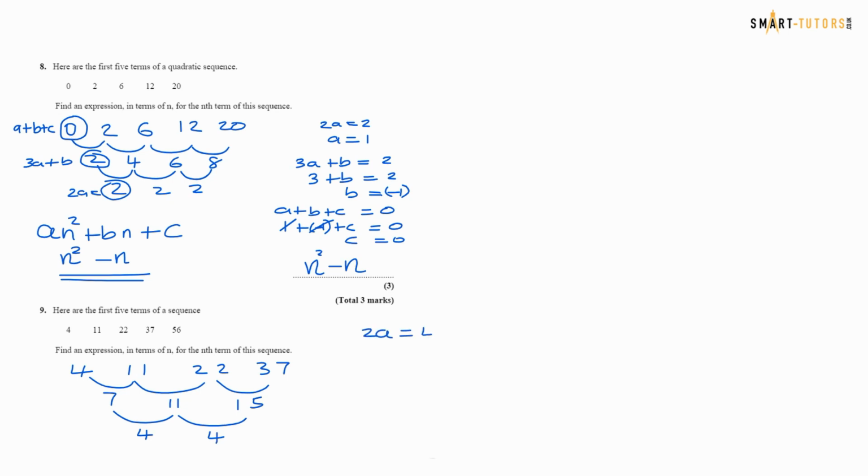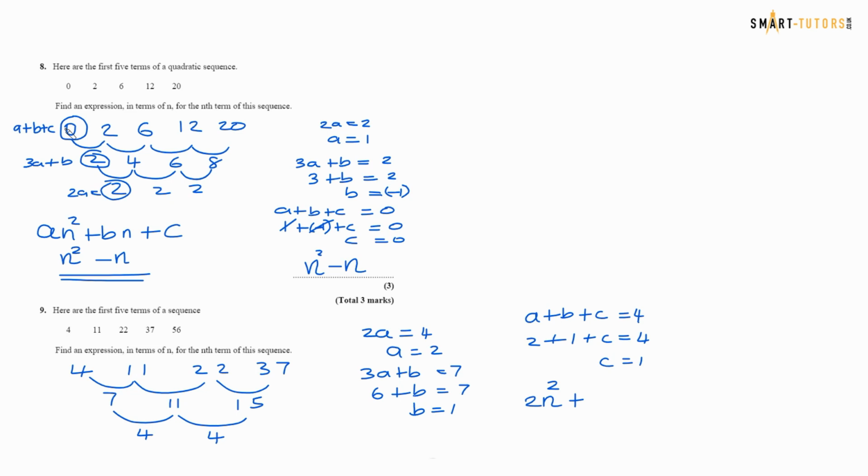2a equal 4, so a equal 2. 3a plus b equal 7, 6 plus b equal 7, b equal 1. a plus b plus c equal 4. So a equal 2, b equal 1 and c we are going to find. So c equal 4 take away 3 is 1. So the answer is an squared plus bn plus c: a equal 2, so 2n squared, b equal 1, so n, plus 1. So that is the final answer for question number 9.